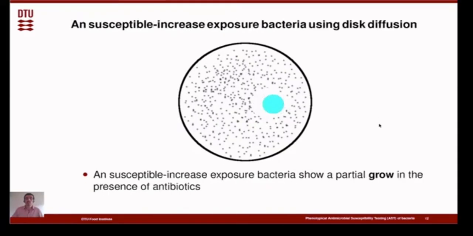And a susceptible increased exposure bacteria using this diffusion will look more or less like this when there is some inhibition zone, not as great as when there was a susceptible, but there is some inhibition.